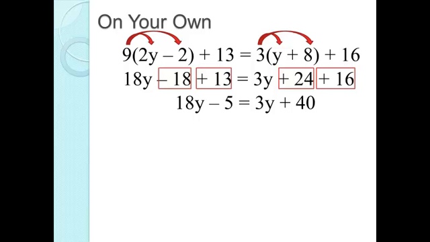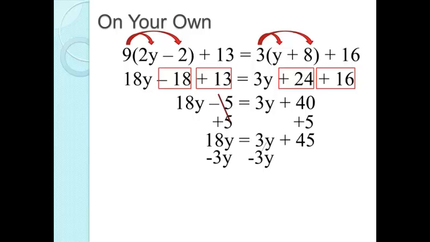Next, we can move the negative 5 by adding positive 5 to both sides. We are left with 18y equals 3y plus 45. We would next need to move the 3y by adding negative 3y to both sides. 18y plus negative 3y leaves us with 15y equals 45. Our last step would then be to divide by 15. Our final answer would then be y equals 3.